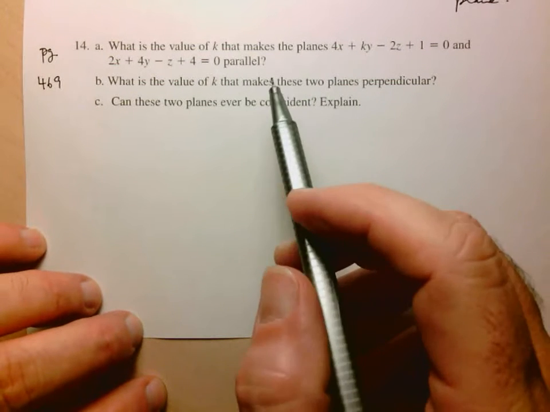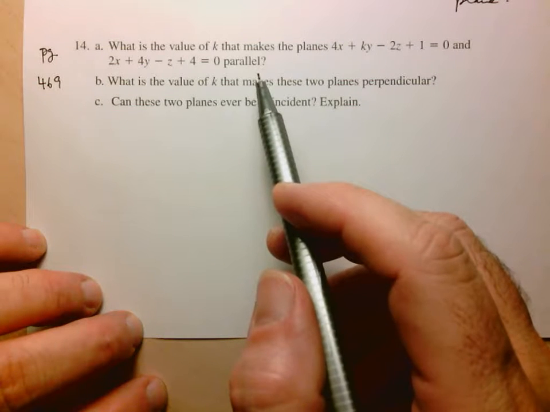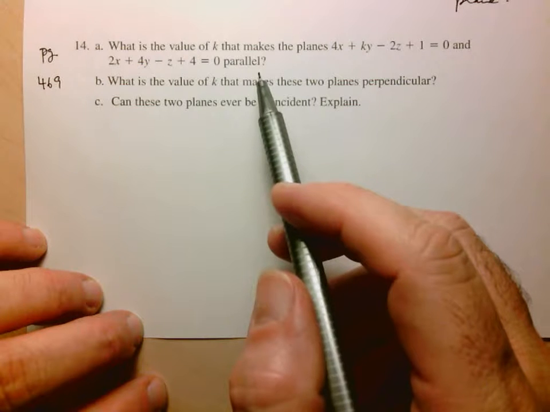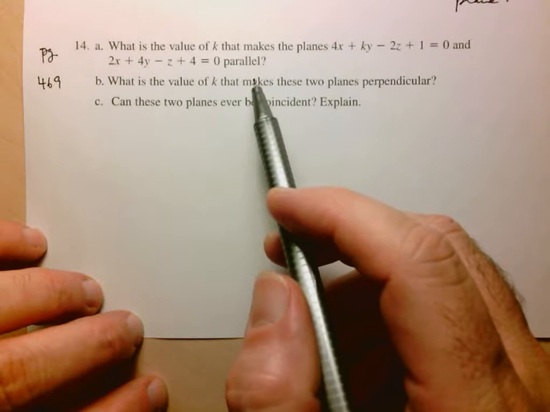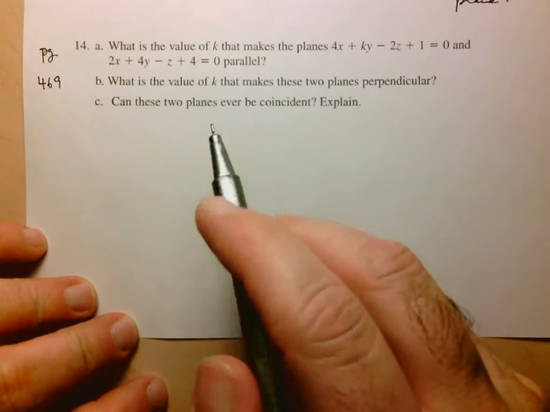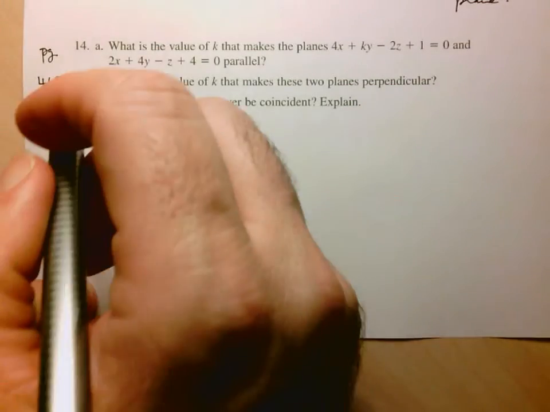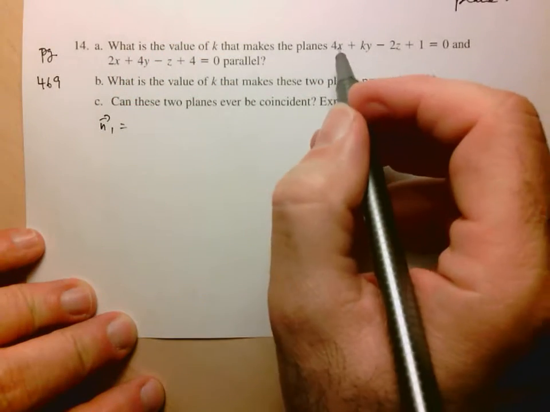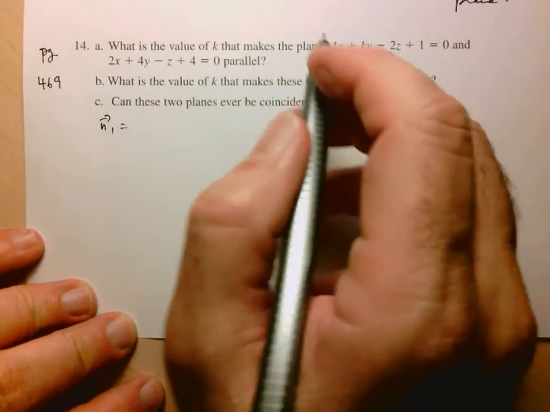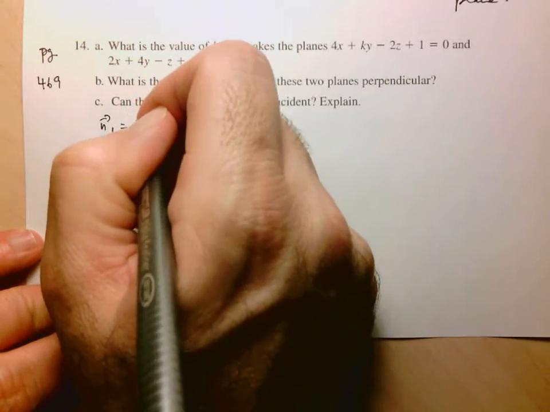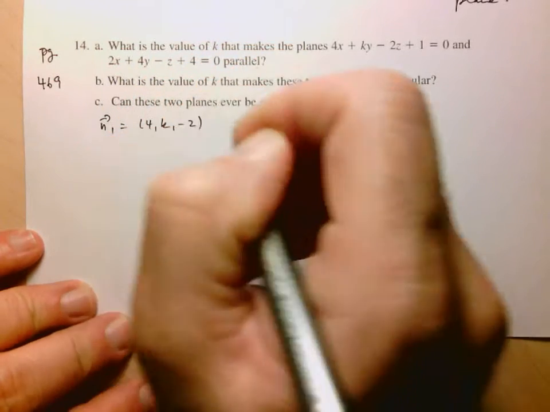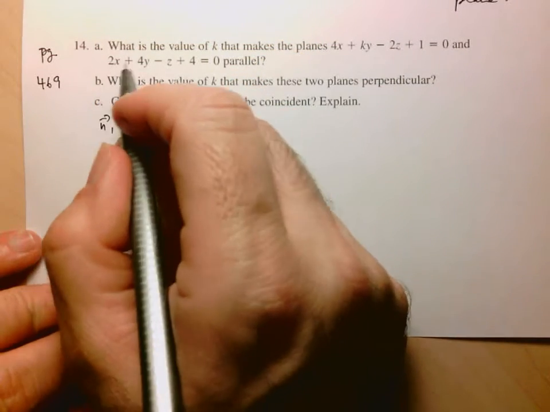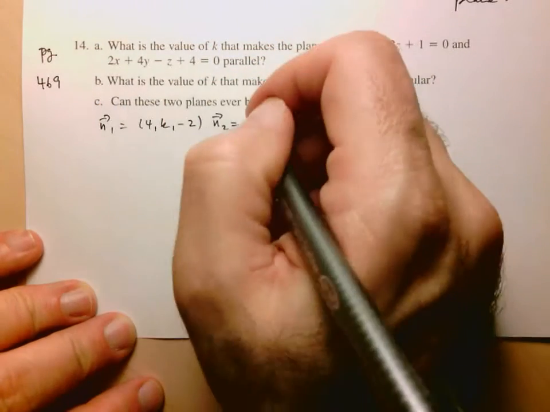Again, remember that the angle between two planes is the same as the angle between the two normal vectors. So in both of these scenarios we should be able to solve the problem just by using the normal vectors. The normal vector from plane 1 is given by 4, k, negative 2, just the a, b, and c values. And the normal vector for the second one, again a, b, c, is 2, 4, negative 1.